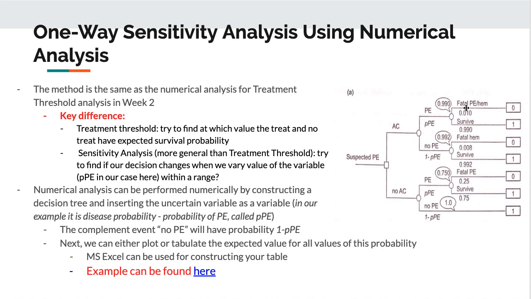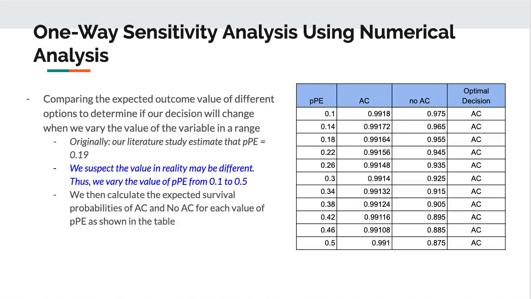The same here: fatal PE in ham and survive. In this scenario, two of them are complements and the summation equals 1. Okay. So in our example right here, the variable in our one-way sensitivity analysis is going to be PPE. Right, so consider one-way sensitivity analysis using numerical analysis for the variable PPE.